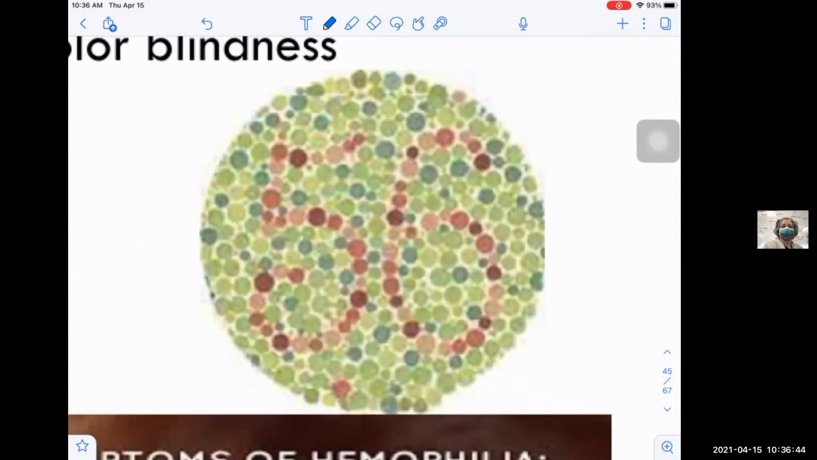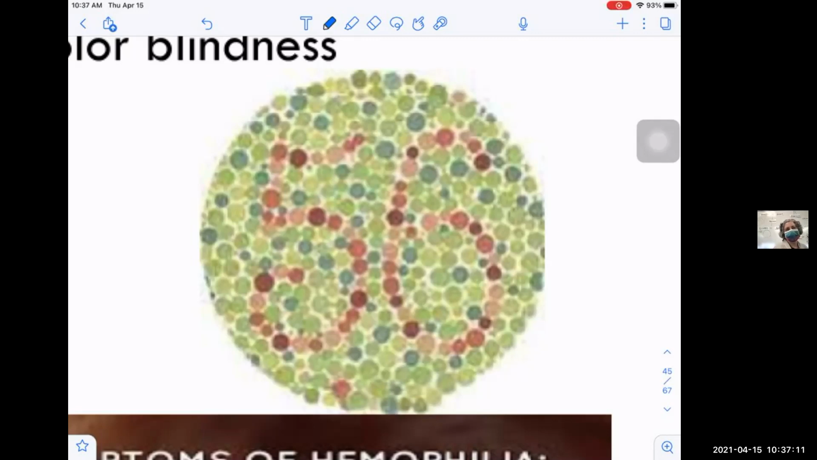It's mainly going to happen with males because of it being X-linked, and I'll talk about that in a moment. Females can be colorblind, but it's much more rare because of this being an X-linked trait. If this is the first time you're seeing this and you're finding that you're colorblind, it's okay. It's not the end of the world.